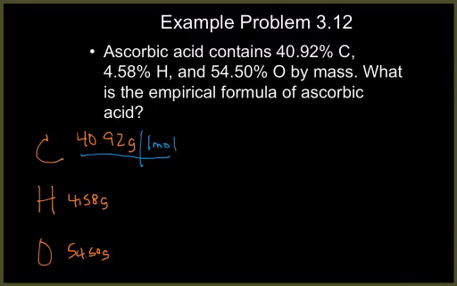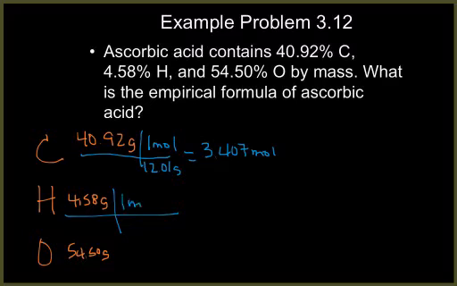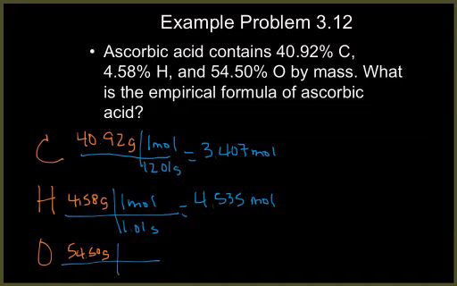So 1 mole of carbon is 12.01 grams, and these numbers are coming right off the periodic table. This would give me 3.407 moles of carbon in that sample. Hydrogen, 1 mole is equal to 1.01 grams, and that gives me 4.535 moles of hydrogen. Oxygen, 1 mole is 16 grams, and again those numbers on the bottom are coming from the periodic table. That gives me 3.406 moles of oxygen.